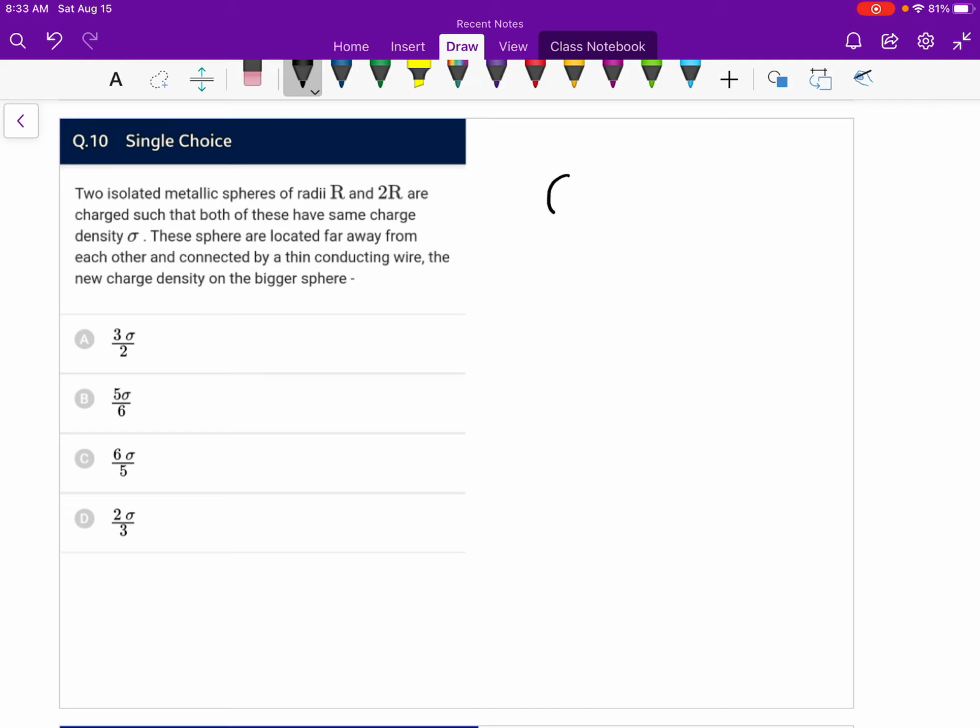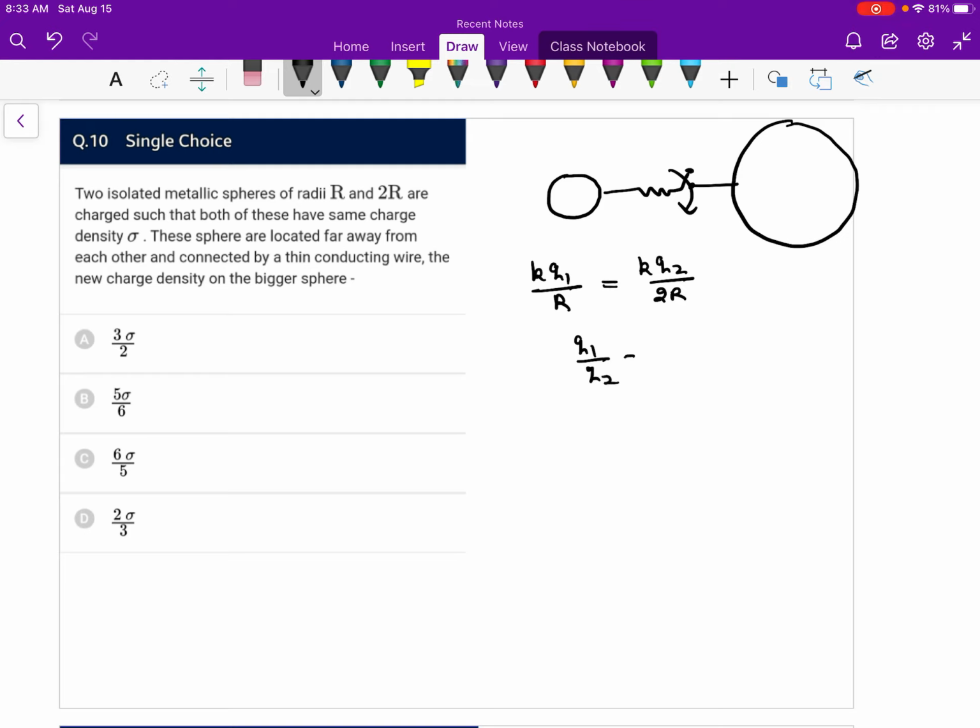So on connecting the two spheres by a conducting wire, their potential will become the same. On sphere 1, there will be no effect of sphere 2's charge, and on sphere 2, there will be no effect of sphere 1's charge, as there is infinite separation between the two. So both have the same voltage finally. So KQ1 upon R is equal to KQ2 upon 2R. So Q1 upon Q2 is 1 by 2, and Q1 plus Q2 is Q1 initial plus Q2 initial.